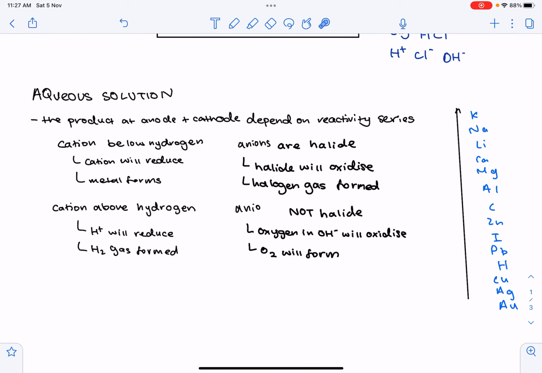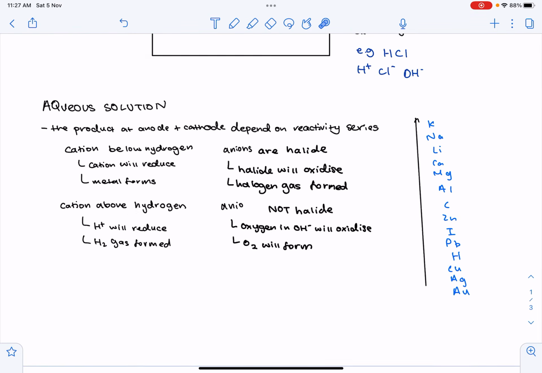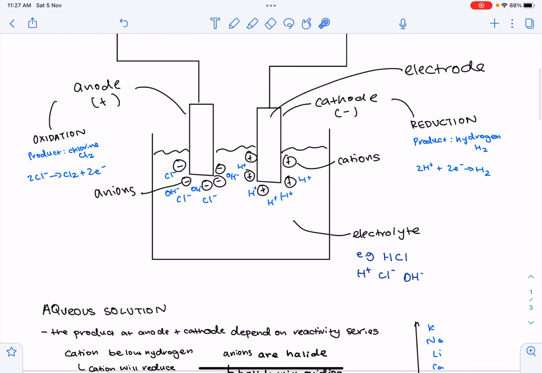Now let's look at what happens at the anode. If the anions from the ionic compounds are halides, for example Cl minus, Br minus, I minus, then the element of these ions will oxidize and the halogen gas will form. But if the anion is not a halide, then the oxygen in OH minus will oxidize and oxygen gas is formed. So in this reaction, linking it back, we have the halide ion, so that will oxidize in preference to the OH minus.